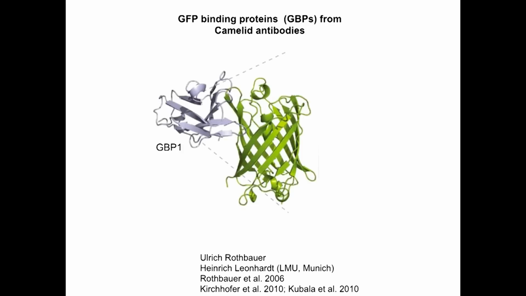At any rate, this is a crystal structure of a nanobody for GFP, called GBP1, binding to GFP. So these small domains are only about 12 kD. You can express them inside cells. And when Jonathan was reading about nanobodies, he found that Rothbauer and Leonhardt at the LMU had created a collection of 7 nanobodies for GFP.